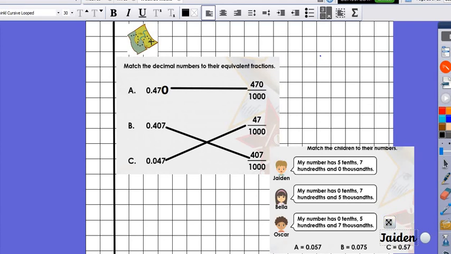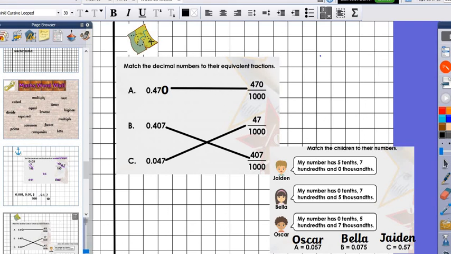Okay. Next one, start with Bella. Let's have a look at Bella. So 0 tenths, that could be either of them because they've both got 0. 7 hundredths, that's got 5 hundredths, that's got 7 hundredths, and then 5 thousandths. So Bella, she is B. Then we'll check Oscar, and it should be this one, unless they're trying to trick us. So we'll check it anyway. So my number has 0 tenths, correct, 5 hundredths, correct, and 7 thousandths. Perfect.